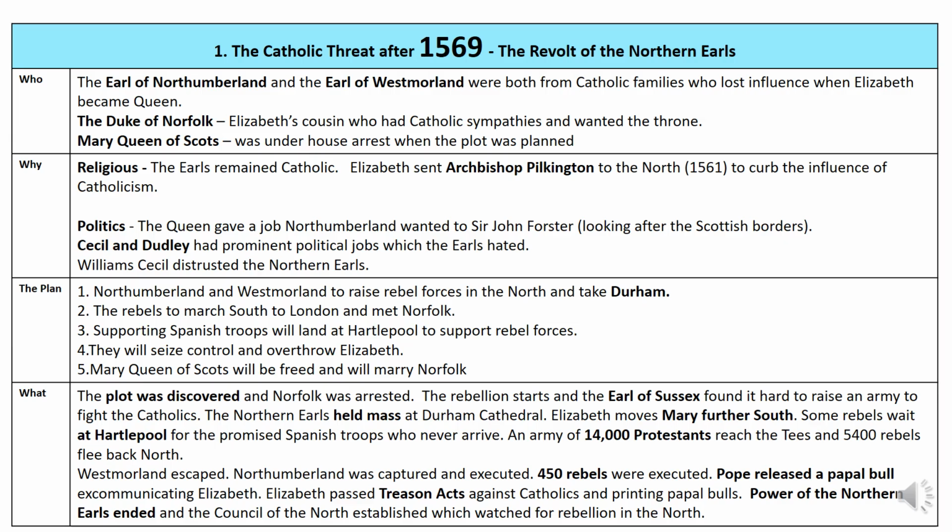We know the revolt of the Northern Earls was very much the first big Catholic rebellion at home, and it was supported by the Spanish. So we just need to understand that this is going to cause tension between England and Spain because Elizabeth is aware that Spain were offering support in this rebellion.